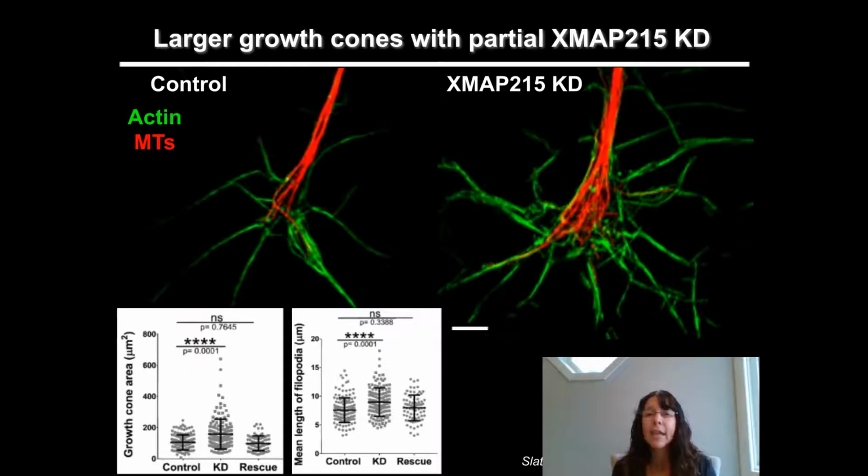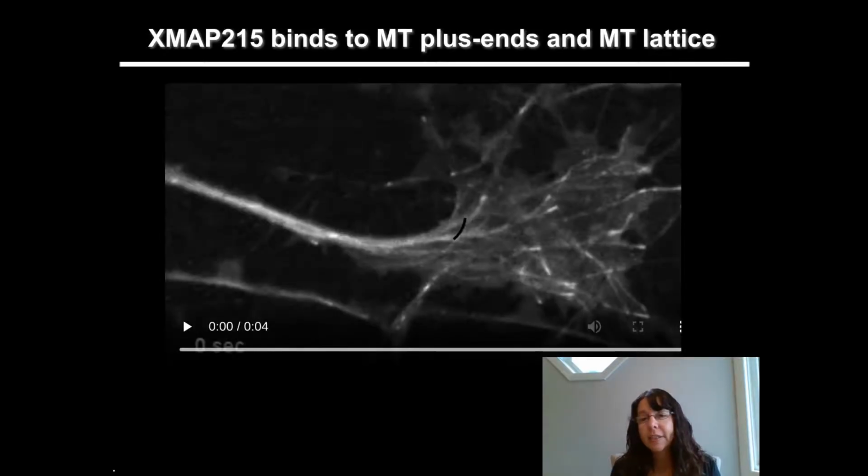This made little sense, why knocking down a microtubule polymerase would lead to larger growth cones, longer filopodia filled with actin. We wanted to know, well, could XMAP215 be somehow affecting F-actin? Now, in a movie that I had taken, you could see in the still image of a growth cone that XMAP215 forms these puncta at the ends of microtubules, but also you could see it along the microtubule lattice, the side of the microtubule.